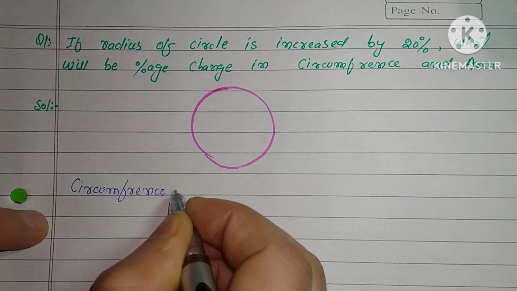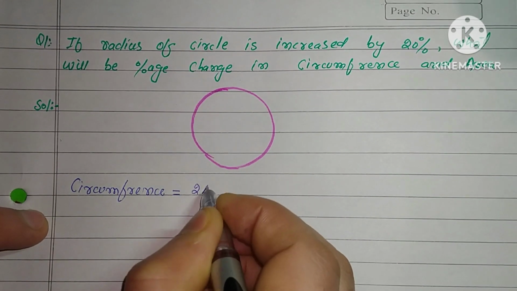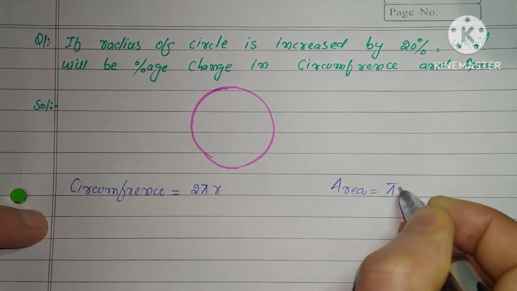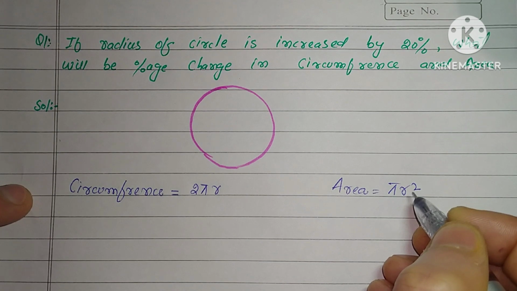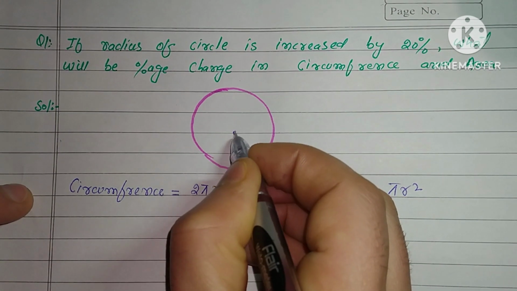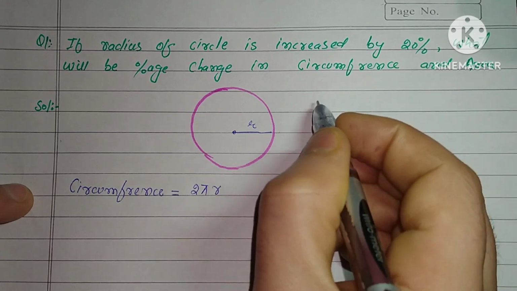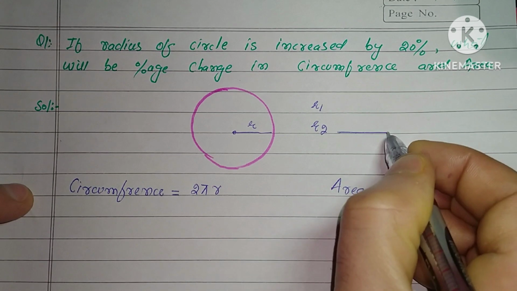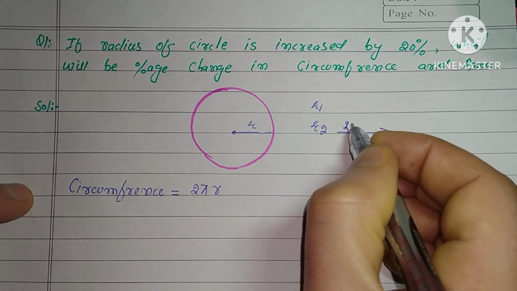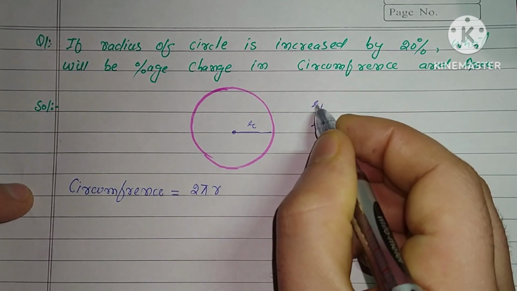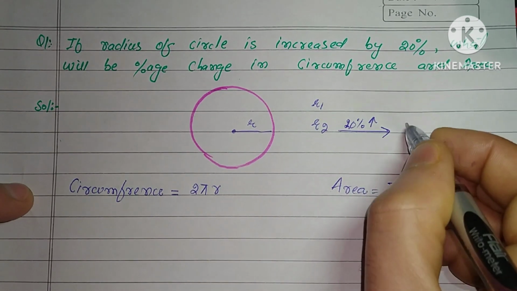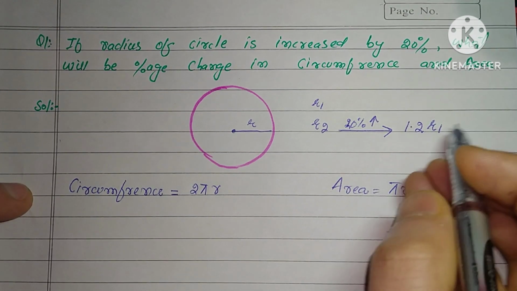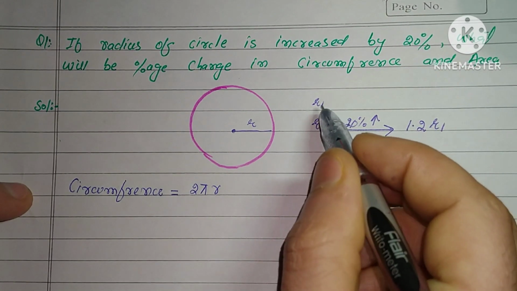Circumference, we know, is 2 pi r and area is pi r square. If r is the radius of the circle, the original radius r1 and the new radius r2 will be: the new radius will be 20% more than the original radius, so the new radius will be 1.2 r1.